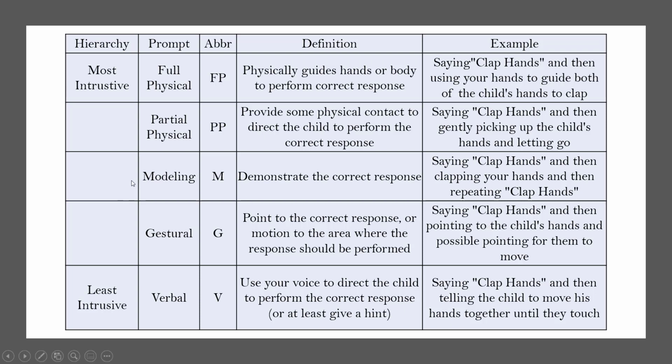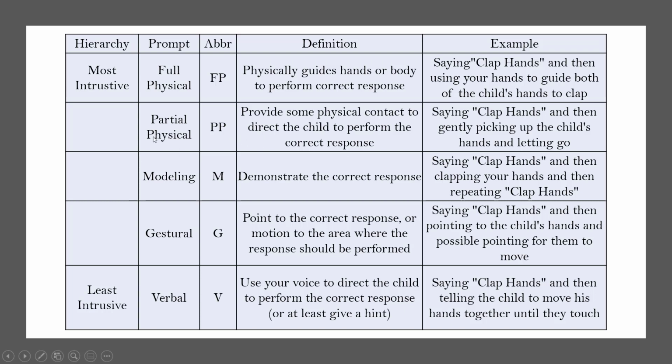If that doesn't work, you can go to modeling. So modeling, you're actually demonstrating the correct response. So you say clap your hands and then you clap your hands while saying clap hands. With modeling, you typically engage in the correct response, and you also provide instructions as to what you're doing when you are modeling the correct response.